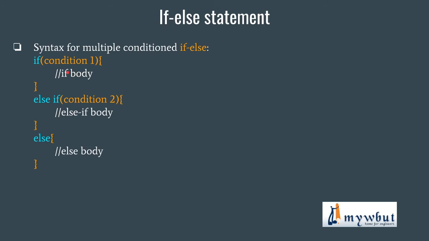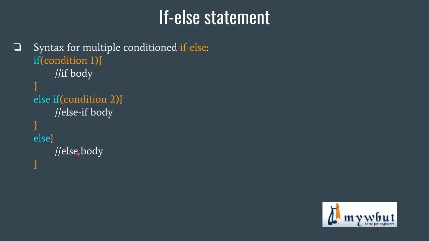If the first condition is satisfied, good, this particular part will be executed. If the first one is not satisfied, then it will check the second condition. If the second condition is satisfied, then this else if body will get executed. Otherwise, if both the conditions, 1 and 2, fail, then for any other set of inputs, this last part will get executed. So that was about the if else statements.